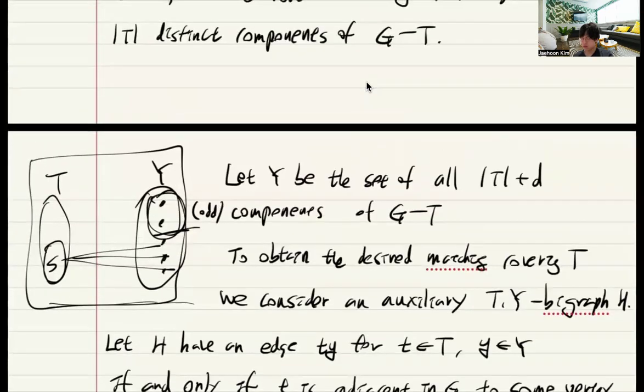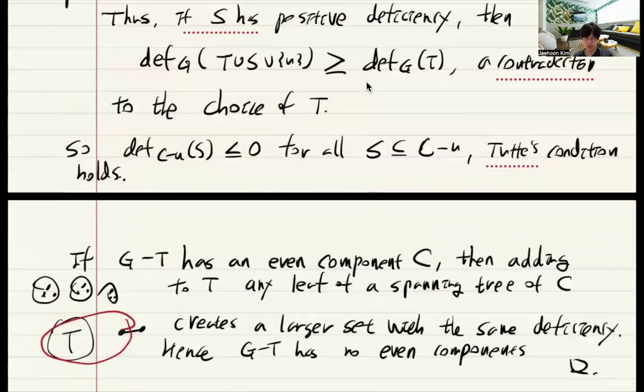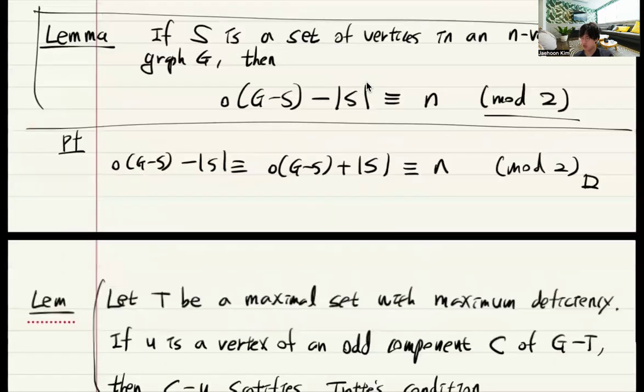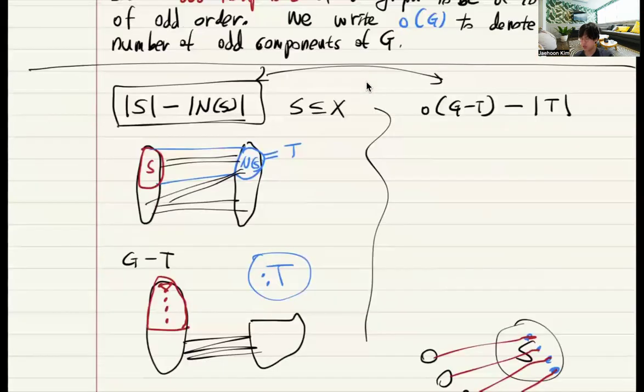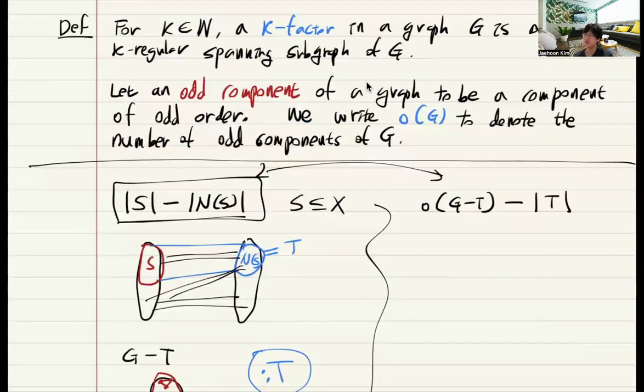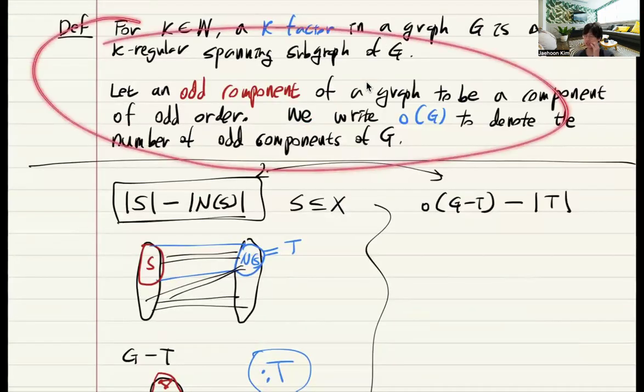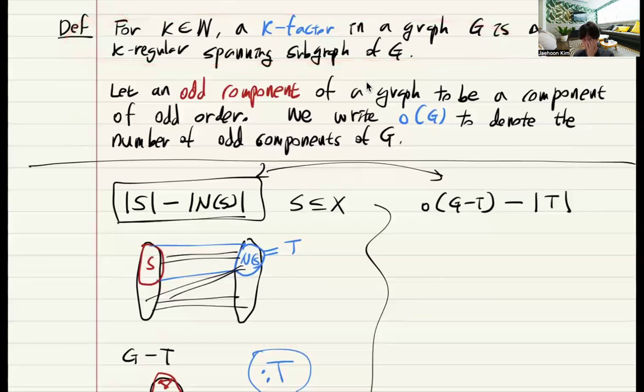And in the next video, we will talk about more general factors. We defined this k-factor, and we have just talked about one-factors. What if we want to find more general factors, then what should we do? That's what we will talk about in the next video.